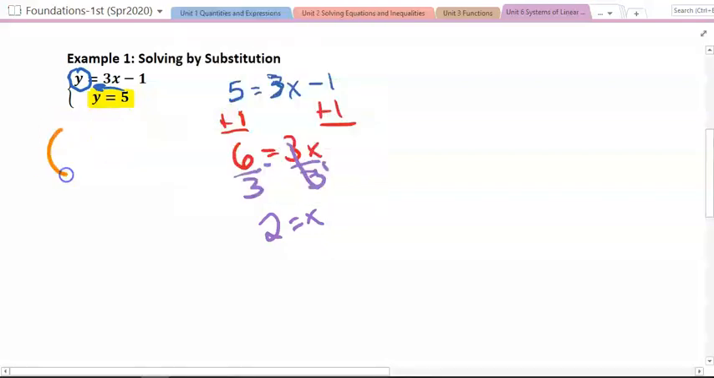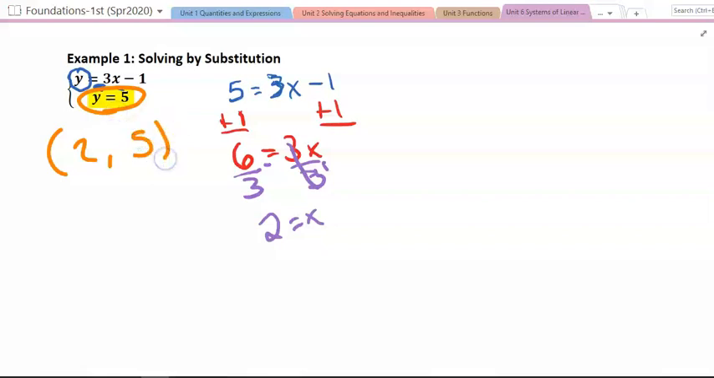the first part is 2. And so now we need to figure out what the y is. Now in this problem, we're already told what y is. We were told right here in our orange highlight that y was equal to what? 5. And so that's the solution.